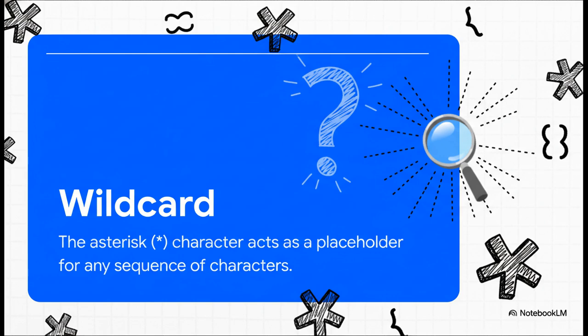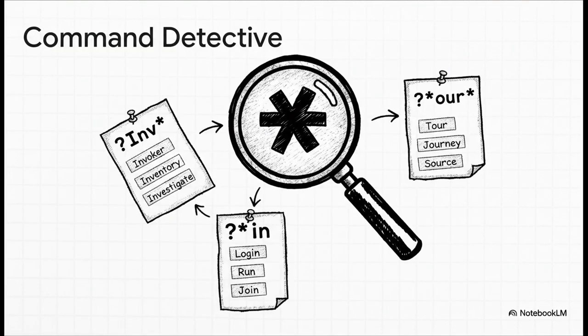Now, if you want to become a real command detective, you have to get to know the wildcard. That's the asterisk character. Just think of it as your secret weapon. It's basically a fill-in-the-blank for your searches, which gives you so much power. Here's how it actually works. Want to see every command that starts with "In"? You just type In*. Easy. How about all the commands that end with "In"? That would be *In. You can even find a string of letters right in the middle, like *our*. This is an incredibly powerful way to find what you're looking for and even discover functions you never even knew existed.